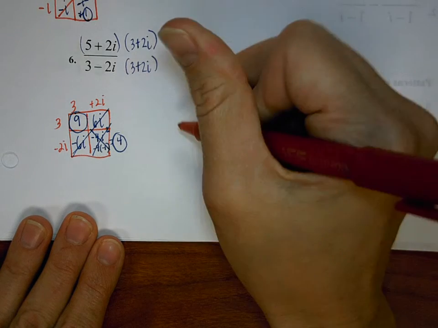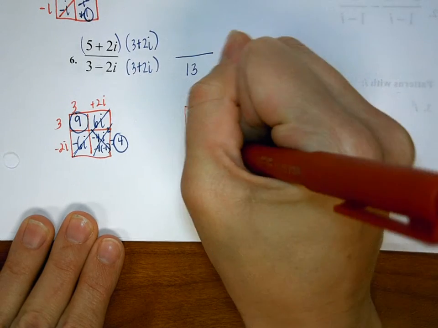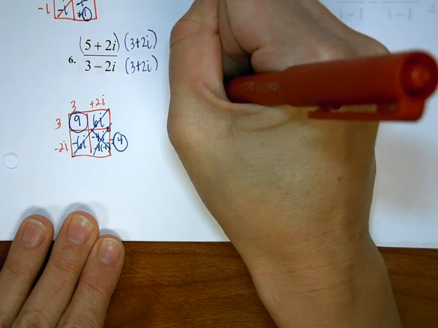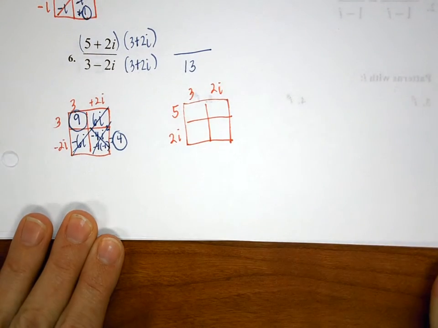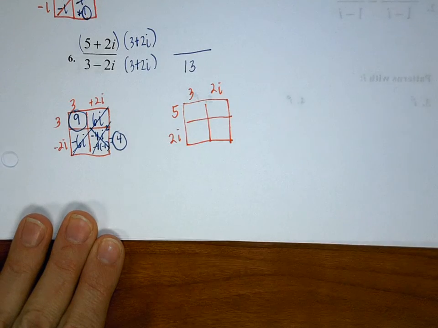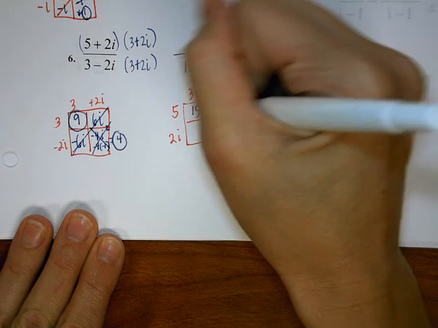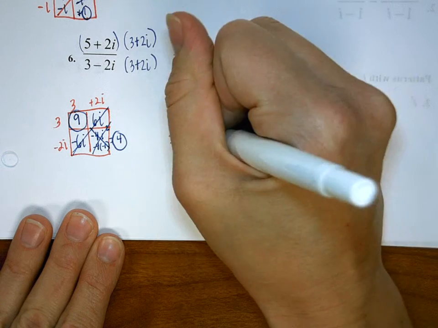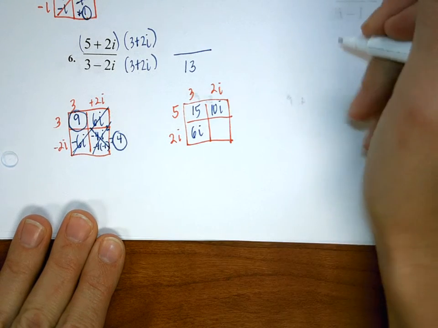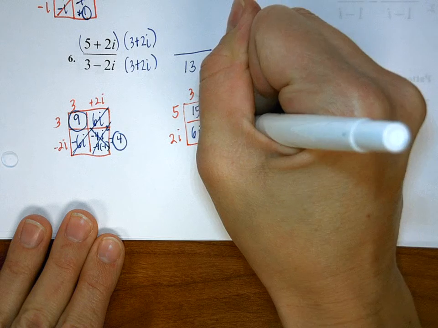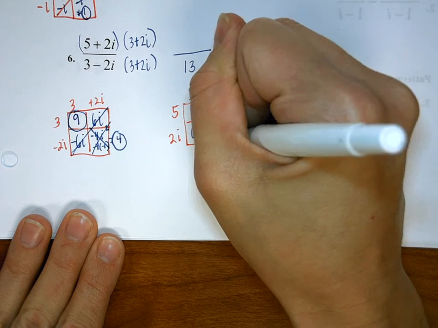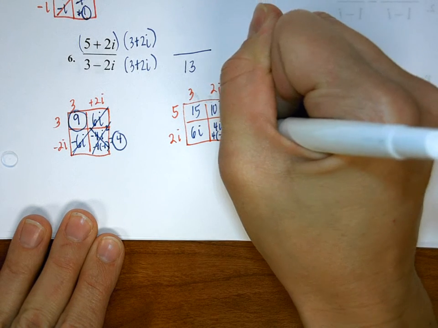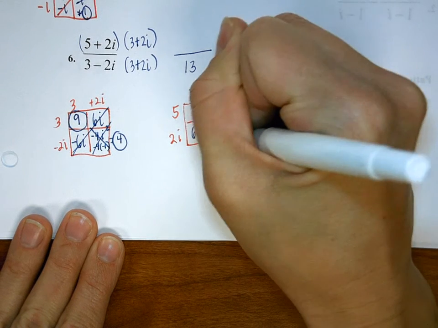Now I'm going to do the box with our numerator, the top. So again, I have a 2 by 2 box. I have 5 and 2i and 3 and 2i. When I multiply, 5 times 3 makes 15. 5 times 2i is 10i. 2i times 3 is 6i. And 2i times 2i is 4i squared. But we know the i squared is actually a negative 1. And what is 4 times negative 1? So I'm going to circle that, negative 4, and cross this box out because it's really negative 4.